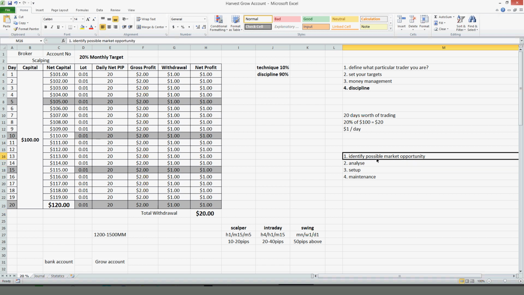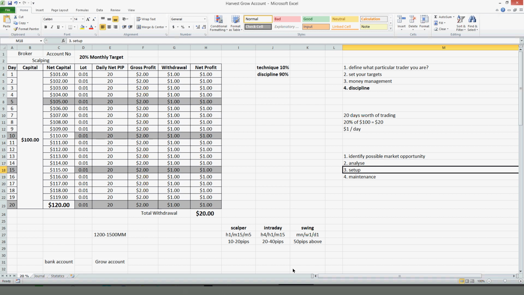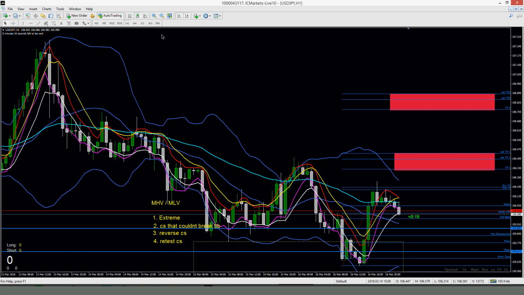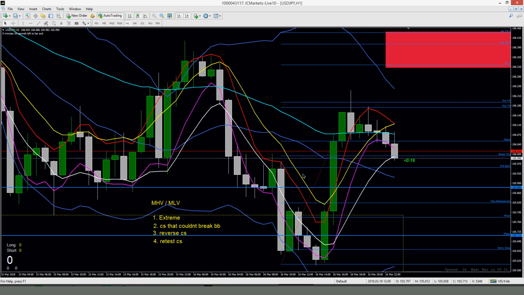Okay, so these are the things that you need to do in order to identify the possible market opportunity. And what we did just now is the analyzing of the market. And now, since we already know where the market is going, where we are predicting the market is going, we need to set ourselves up. So let's just say I'm a scalper. So based on this scalping, I should be looking at a setup on H4. Sorry, H1. So H1 has something to offer. Obviously, you have an MHB over here.